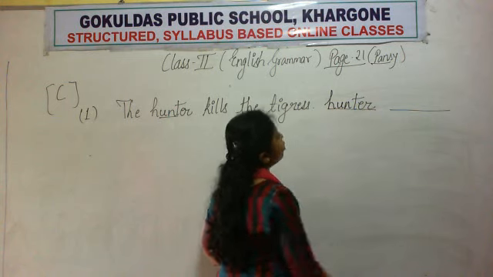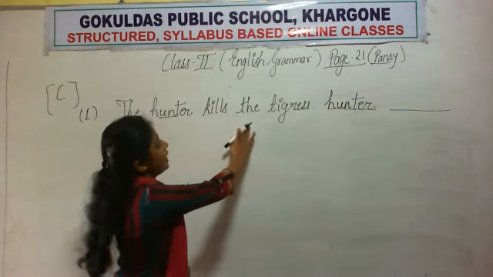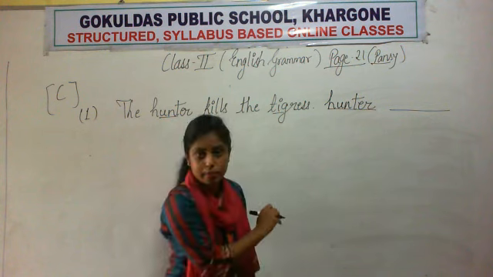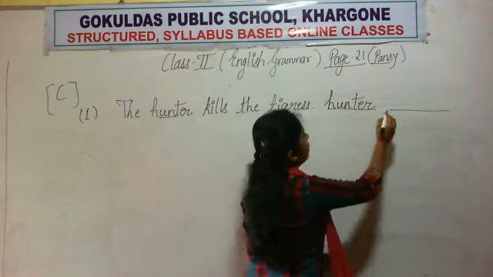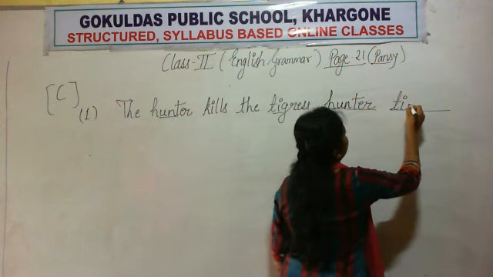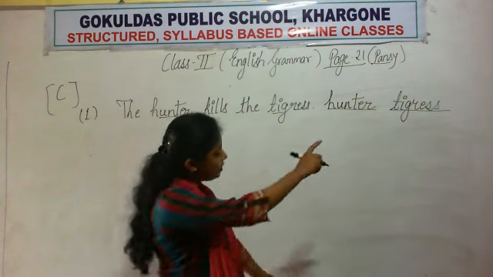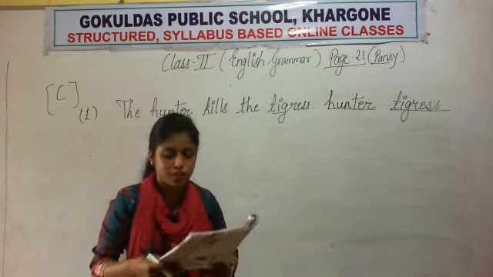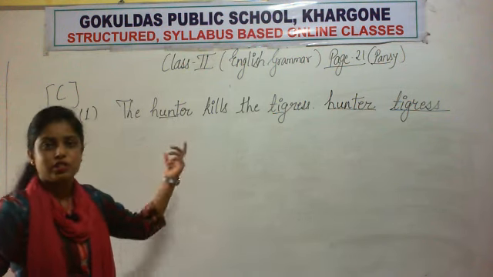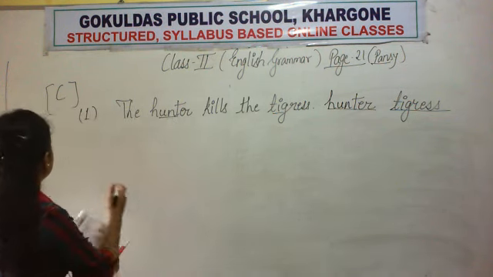Hunter. Hunter. Okay. Then tigress. Tigress is an animal, right? So I am writing it here. It is a noun. Tigress is a noun. Hunter and tigress. Well, it was already done in your book, but समझने के लिए we have to do it once again.